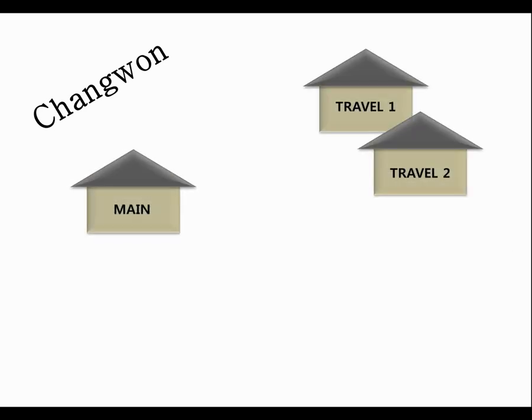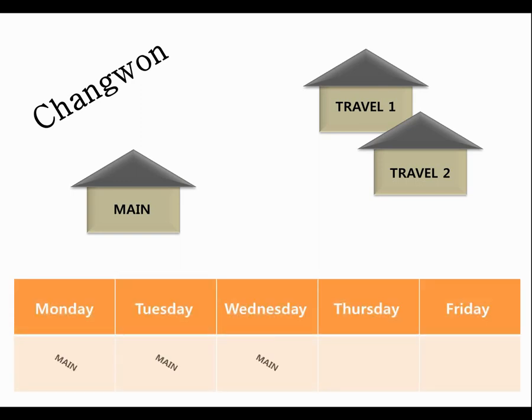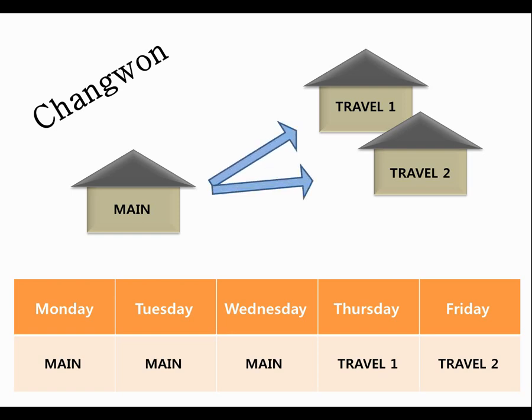You're located in Changwon. You have 3 schools, your main school and 2 travel schools. You attend your main school Monday, Tuesday, and Wednesday. Your first travel school on Thursday, and your second travel school on Friday. As you're leaving your main school to go to your travel schools, you'll need to apply for unpaid business trips. Rather than wait until Wednesday, however, you can apply for them on Monday, so you don't have to concern yourself with it later.